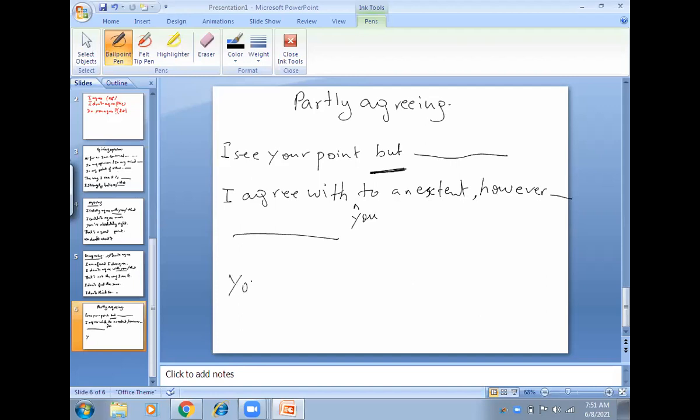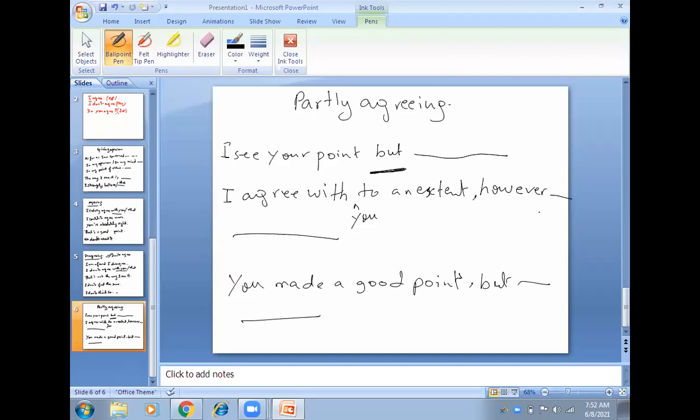And you can say, you made a good point. You made a good point. Then, but, then you give your own opinion. Something else you see, you wanted to add more, another opinion. So these are commonly used ones. I see your opinion, I understand you, but you have another opinion, you have something else to add. So, I agree with you to an extent.